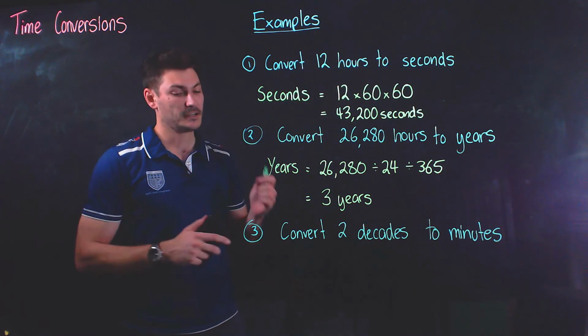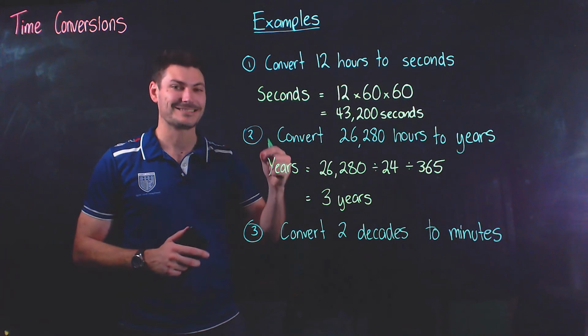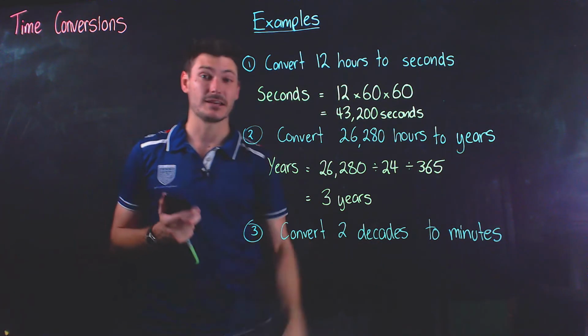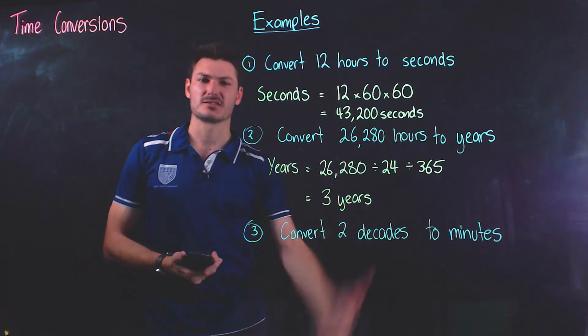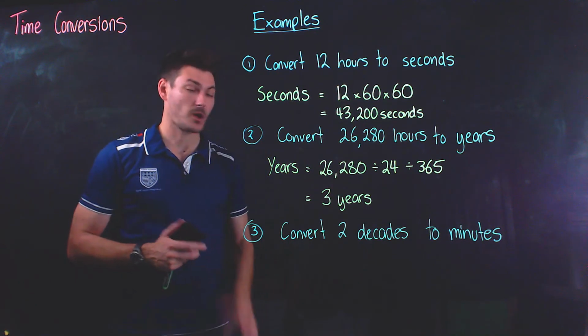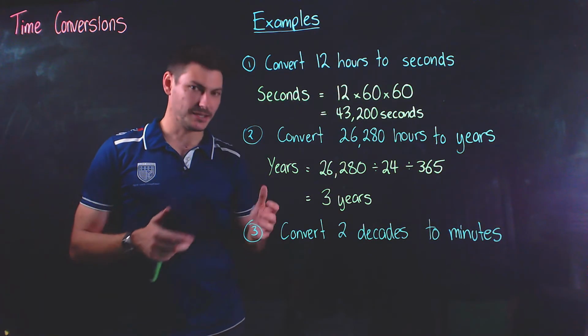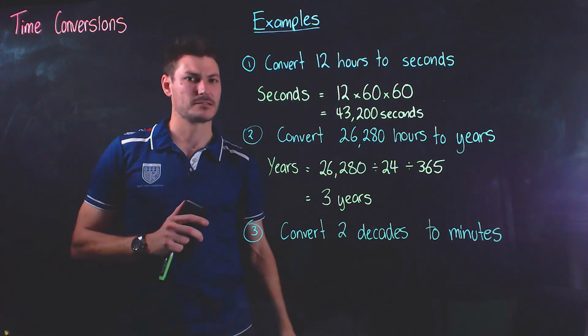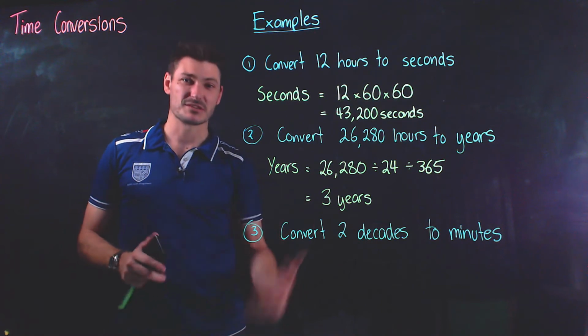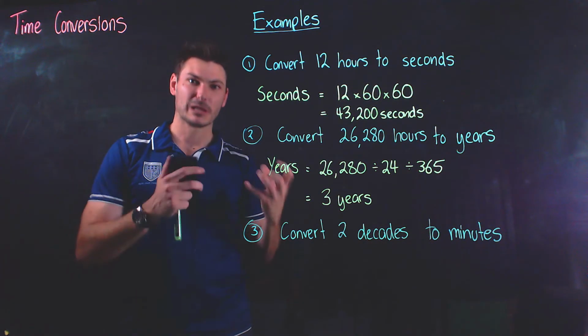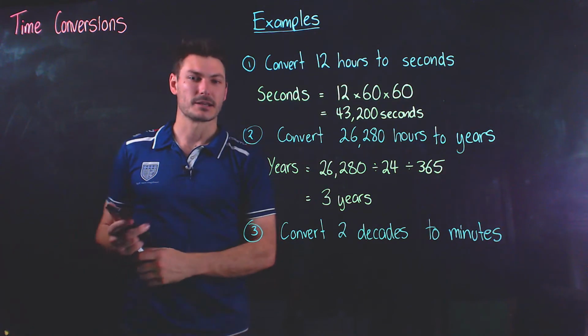And finally, question 3, convert 2 decades into minutes. Okay, so a decade is 10 years, and we have 2 of them, so that's 20 years. I'll still do the proper calculations, but just keep in mind 20 years. So that's 20 years, but that's a lot of minutes, right? There's 60 minutes in 1 hour, so there's going to be a lot of minutes. And because there's going to be a lot of minutes, I'm going to be multiplying as I go.